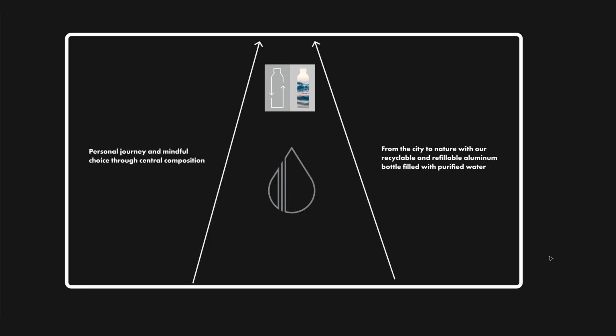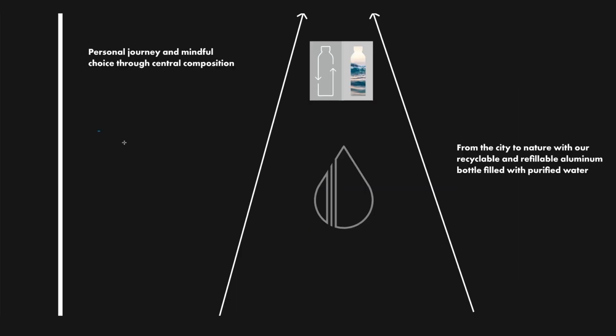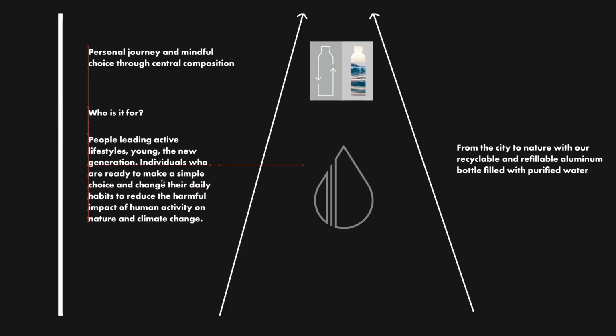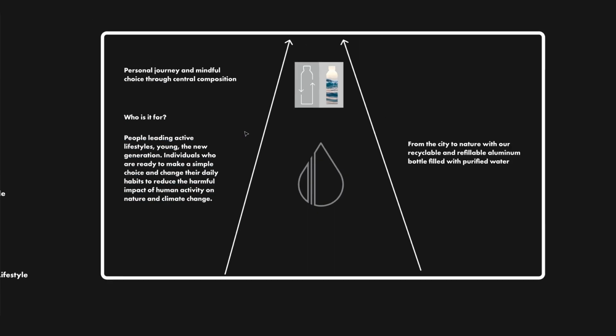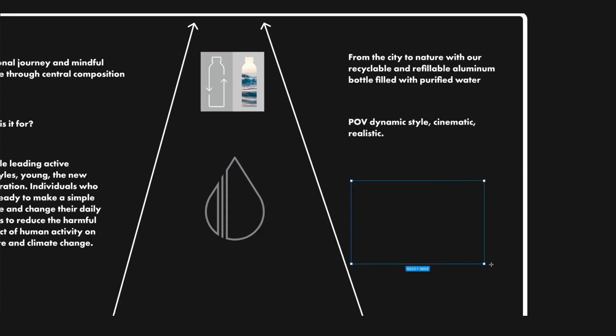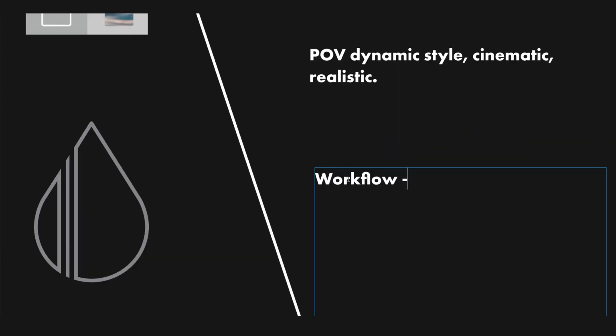Also, based on everything I've learned about the brand and its audience, I understand who I'll be speaking to. These are people leading active lifestyles, young, part of the new generation. Individuals who are ready to make a simple choice and change their daily habits to reduce the harmful impact of human activity on nature and climate change. Let me lock in the style once again, as this will be useful for creating prompts and guiding the next steps in the process. We've already gone through some of them together.